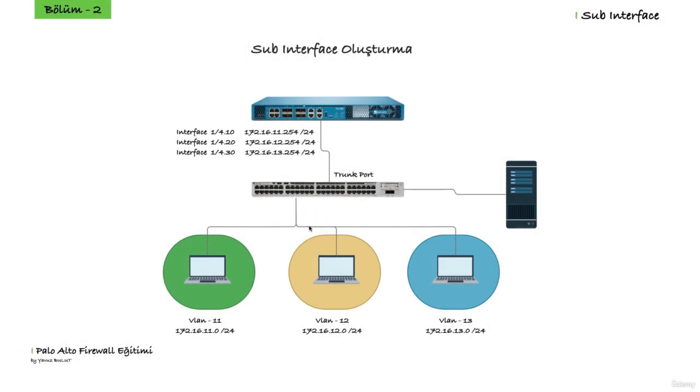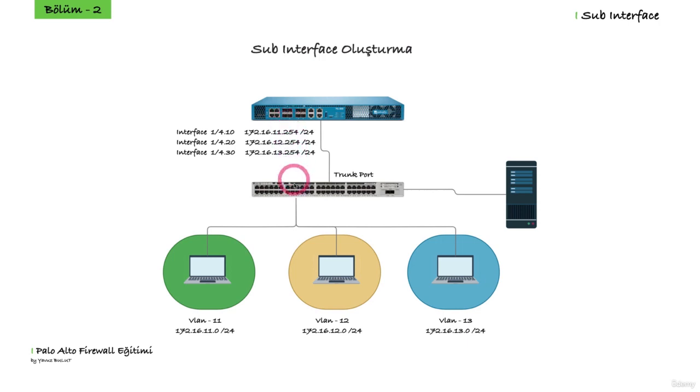In this lesson, we created three sub-interfaces and terminated users in these VLANs on the firewall. In other words, we gave the IPs of our firewall as gateway IPs to the users here. We also connected our firewall to our switch with a single cable and made the port of our switch trunk. We created sub-interfaces under our port on the firewall side and connected it to our switch. We usually use this topology in small networks.